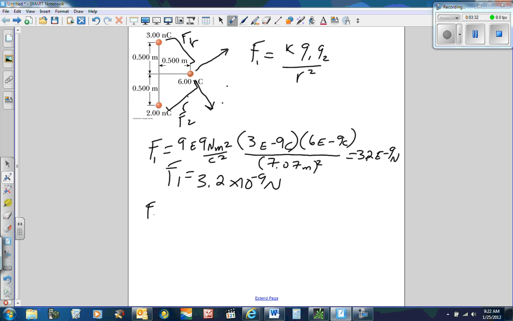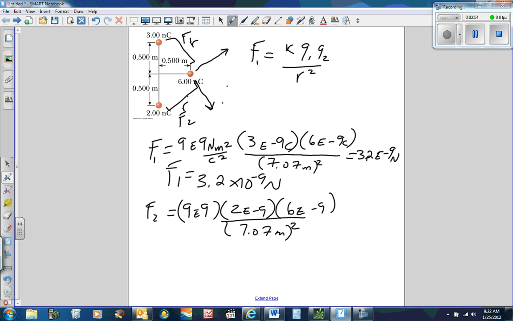F2, we're going to do the same thing, 9E9. I've already put the units up there, so we'll just put the numbers in. This would be 2E to the negative ninth, 6E to the negative ninth, and this is all going to be over 7.07 meters squared. Now, if you put it on your calculator the way I did, you just hit second enter and go up and change the 3 to 2, and everything else is the same, and I get 2.2. This one's going to be 2.2 times 10 to the negative ninth newtons. That's F2.